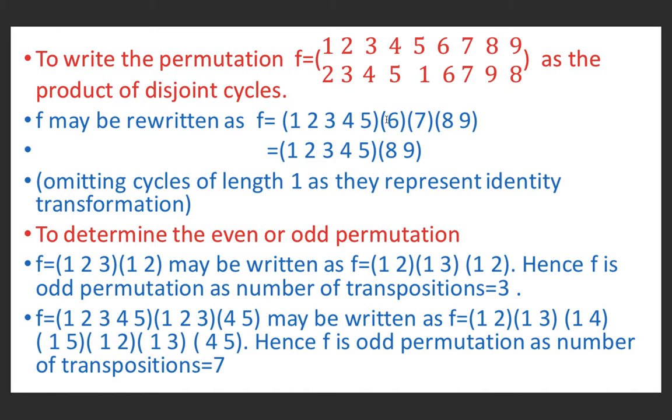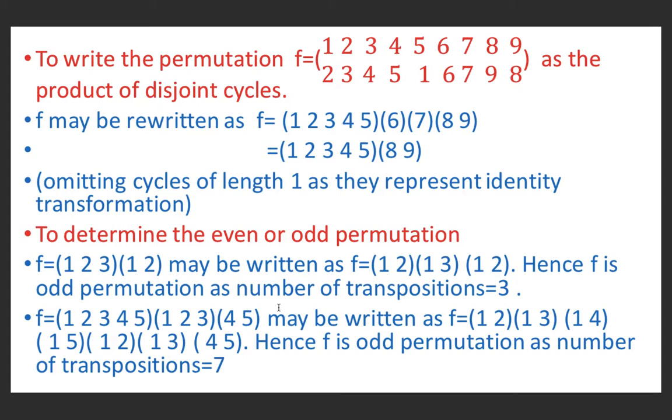6 is invariant, so it is a one cycle. 7 remains invariant. Image of 7 is 7, so it is also a one cycle. Image of 8 is 9 and image of 9 is 8, so it is (8, 9). So this is equal to (1, 2, 3, 4, 5)(8, 9). We have omitted the cycles of length 1 as they represent the identity transformation.